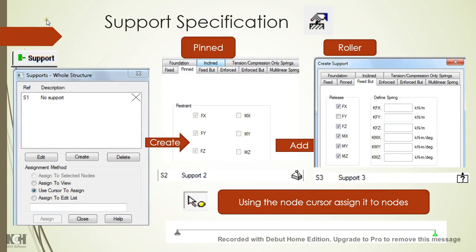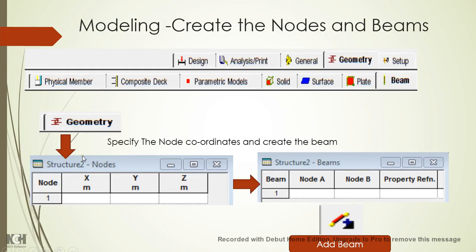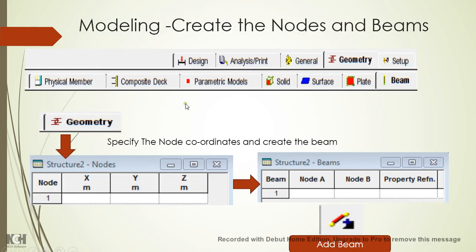This support stage I will tell you about later. I will just show how it will be created. Just go to the option create. In the present problem, I will assign the pin support at both sides. So what is the stage means?